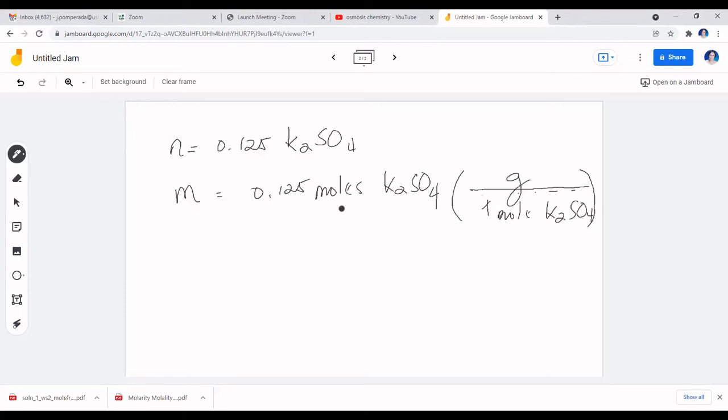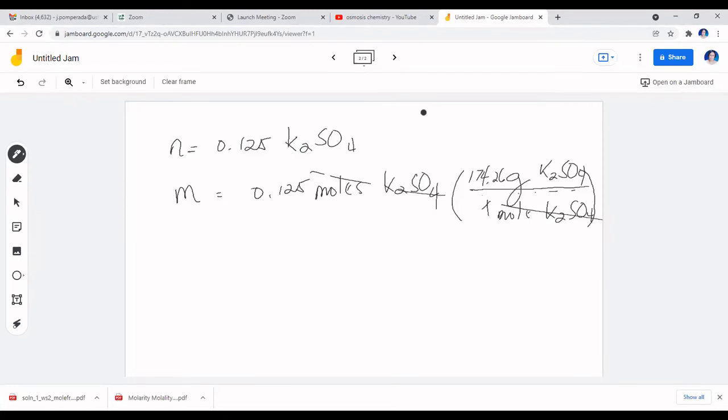And I don't recall the atomic weight of potassium, but I know sulfur is 32. 16 times 4 is 64. So I need the atomic weight of potassium. So 174.26. So this is it, 174.26 grams of potassium sulfate. So this is what I meant with dimensional analysis. You manipulate your units that way, and the unit that you are needing will be the one that will be left.